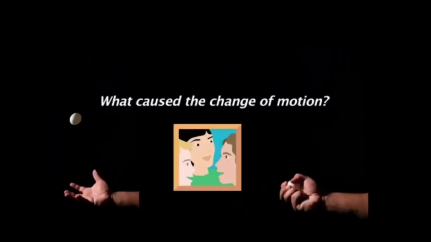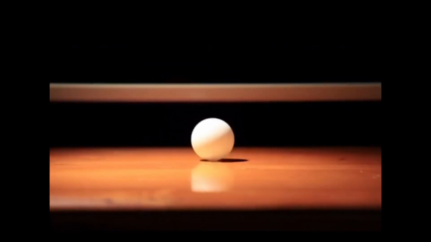This time the ball didn't fall to the ground. It stopped before it got there. What caused the change of motion? The ball is sitting on the table. Gravity is pulling the ball straight down. The table is applying an equally strong force straight upward, so the ball is not moving up, down, or sideways.